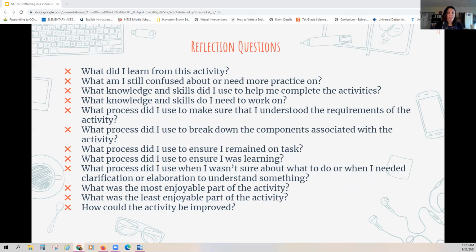So I'll leave this screen up for a minute in the event that you want to take a screenshot or take a picture. I won't read all of these to you because there are a lot, but there are some reflection questions that you can propose to your students to help them engage in self-reflection and therefore help with their metacognition and being aware of their learning journey.